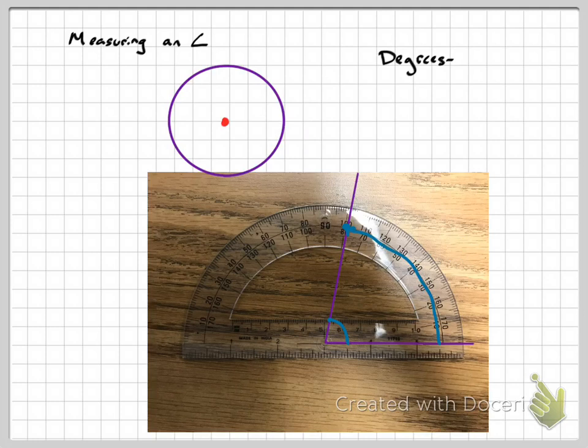Now let's flip it. Let's say I get rid of all this information, and now I'm measuring it in a different way. So now I'm starting on the left-hand side and I'm opening up to the right. That means I'm going to read the outside number. So that means that this angle is 130 degrees.